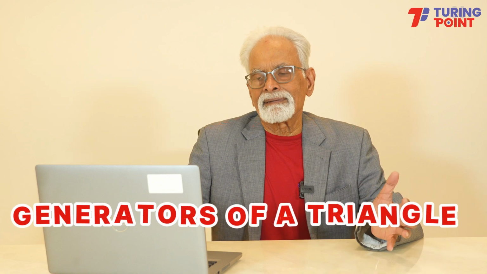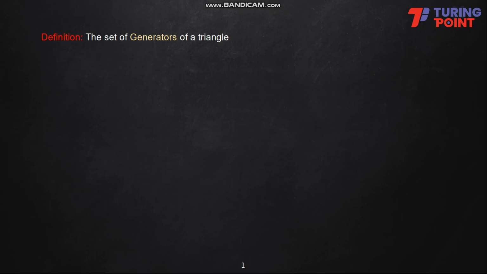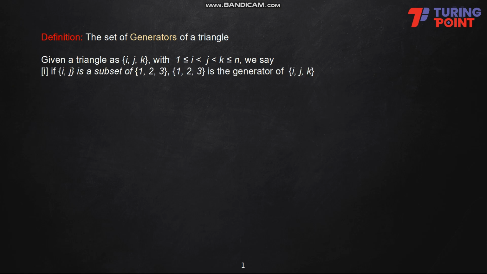Next I'm going to define the concept of generators of a triangle. Given a triangle ijk, we define the set of generators of ijk as follows. If ij is either 1, 2, 1, 3 or 2, 3, then the generator of ijk is just 1, 2, 3. That is the only generator.